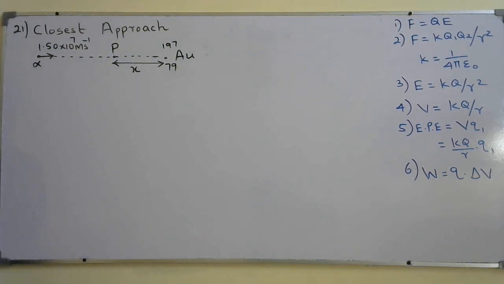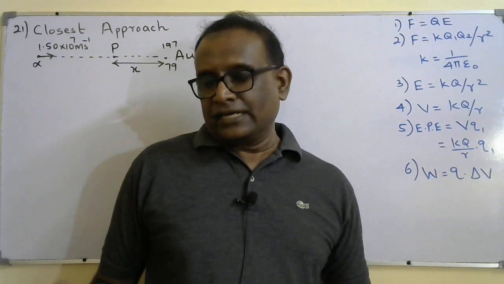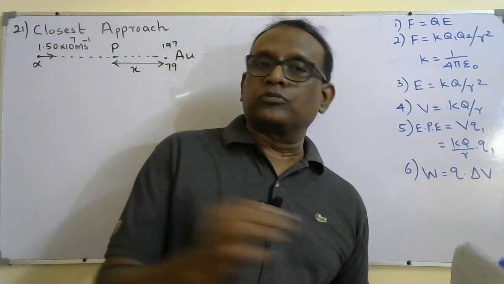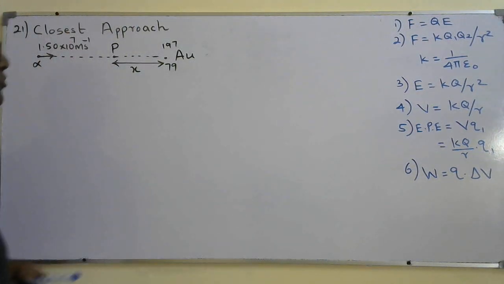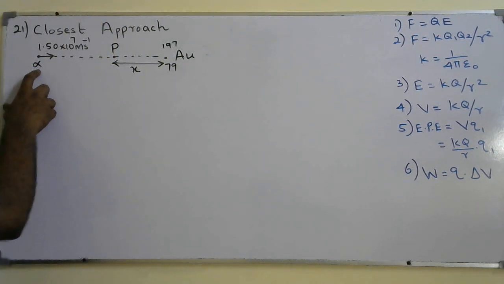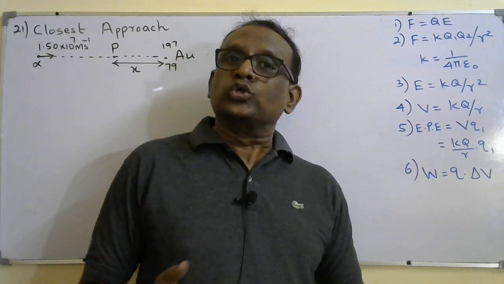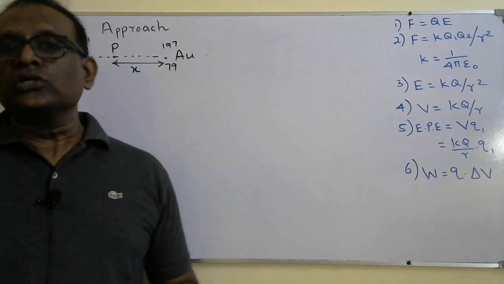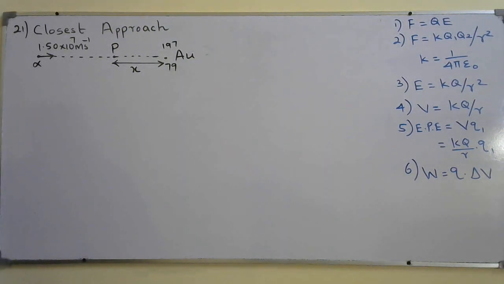Okay, so this question is based on Rutherford alpha particle scattering experiment, or it's nothing, wherever a positive particle approaches another positive particle, we can have the same type of question. It appeared in the past paper. So in this question, alpha particle, you know alpha particle is the helium nucleus, its charge is plus 2 times 1.6 times 10 to the minus 19 Coulomb, and its mass is equal to 4 times the mass of proton, so it's not an issue.